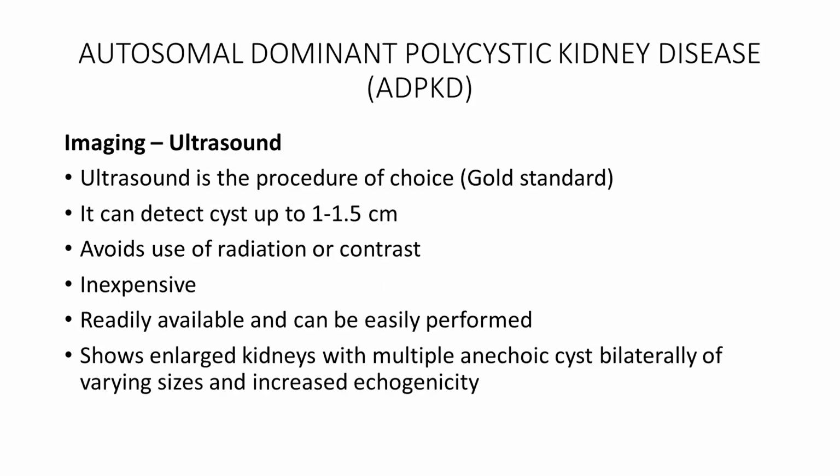Ultrasound is the gold standard, the imaging technique of choice. It can detect cysts up to 1 to 1.5 centimeters. The benefit of ultrasound is that it is easily available and it avoids radiation and contrast. It is inexpensive, readily available, can be easily performed, and shows enlarged kidneys with multiple anechoic cysts bilaterally of varying size and increased density of parenchyma.